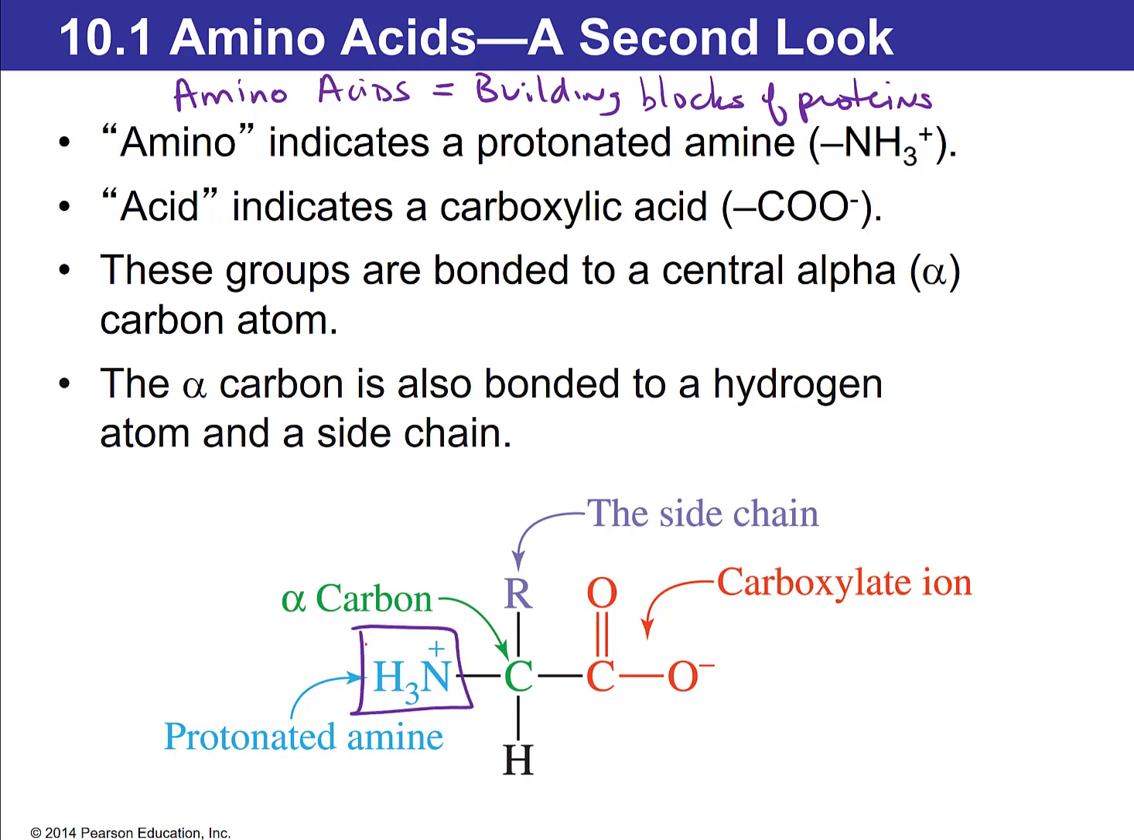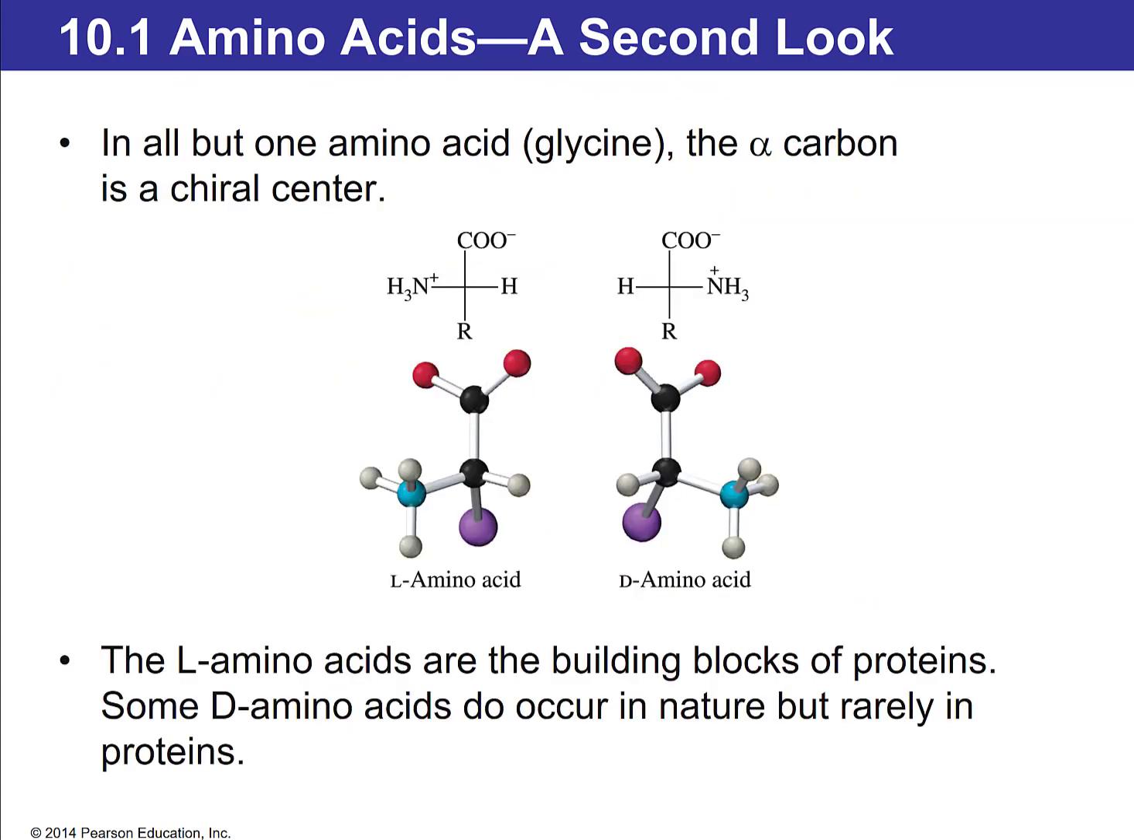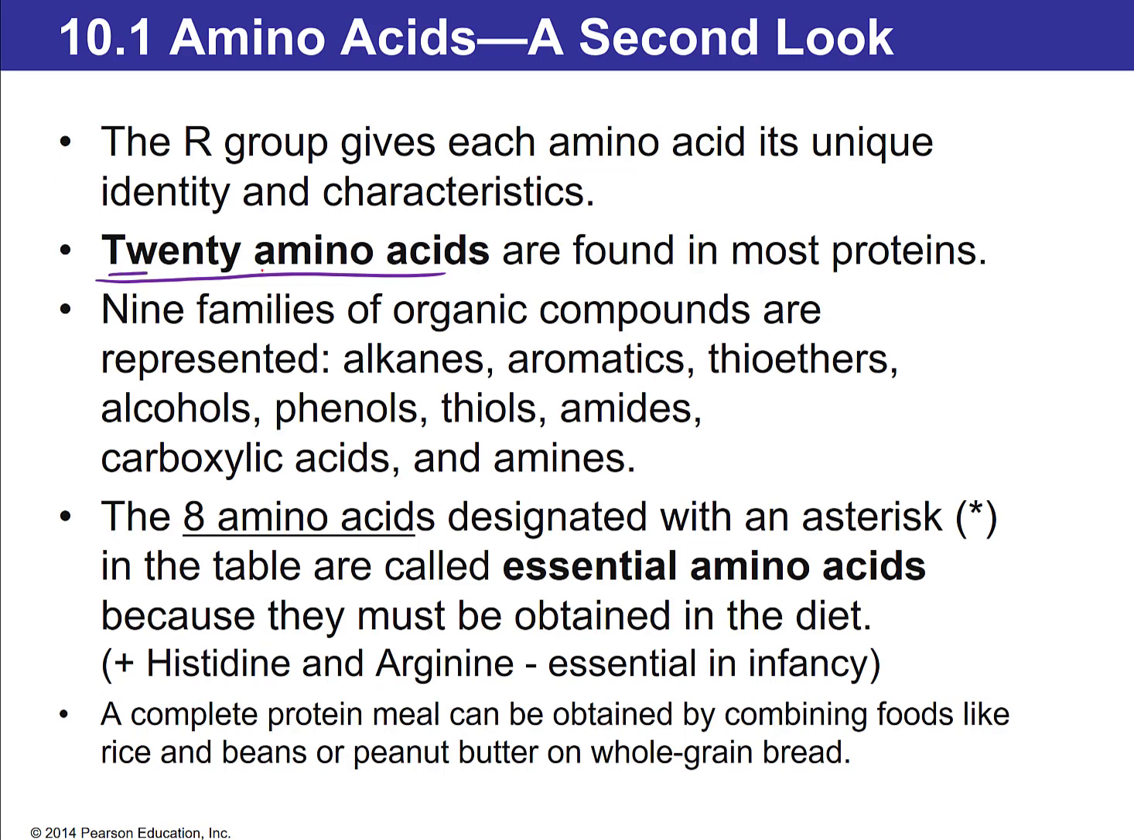So every amino acid has a nitrogen. Every amino acid also has a carboxylate or carboxylic acid group. And so those 2 parts, the amino and the acid, is where that name actually came from. So you see these 2 groups on every single building block of proteins, every single amino acid. There are 20 amino acids that are found in most proteins. They differ based on their chemical formula, but of the 20, 8 of them are called essential.